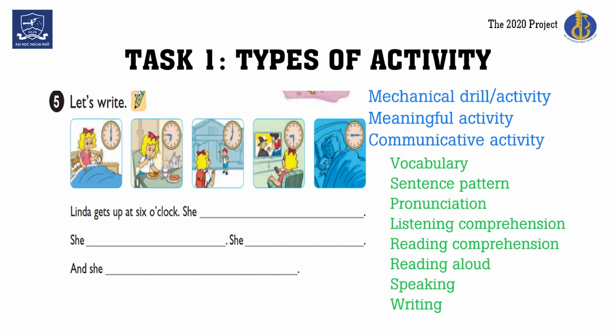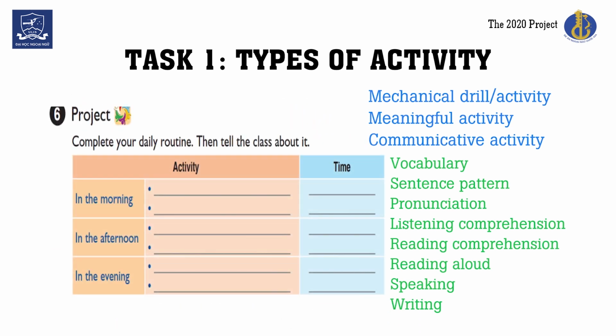This is a writing activity. To some extent, it is meaningful because students have to interpret the pictures and write their answers accordingly. This is a writing and speaking activity. It is communicative because there is room for students to relate to their own life.